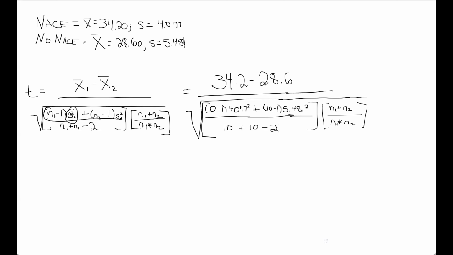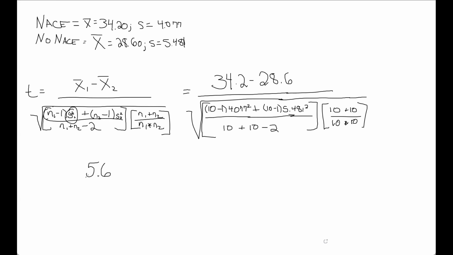And over here, it's 10 plus 10 over 10 times 10. Okay. And so we just continue to solve for t. I have done this in my notes, so I'm not super brilliant at calculating. I just have already done this.